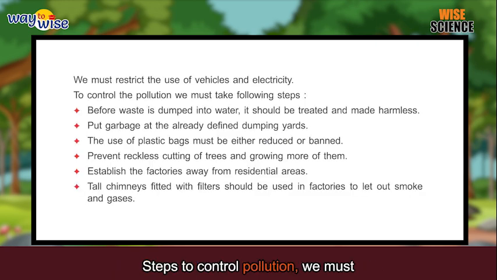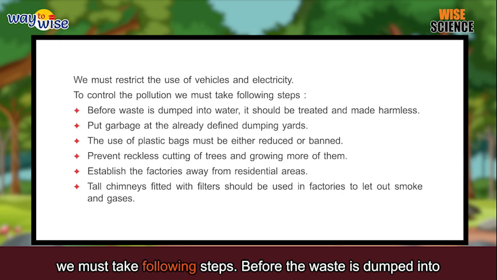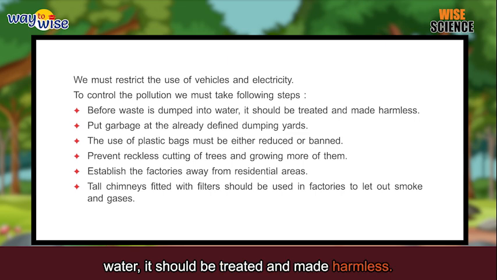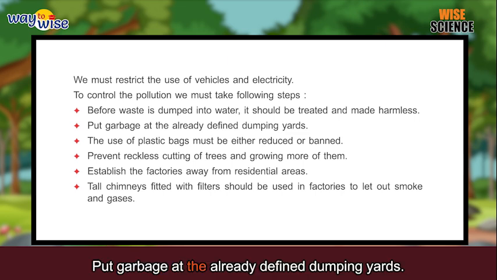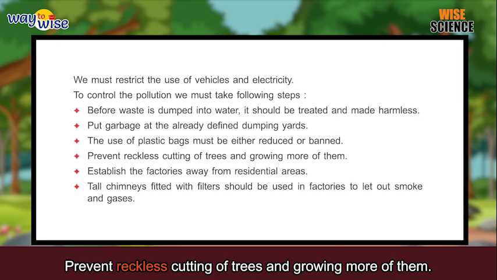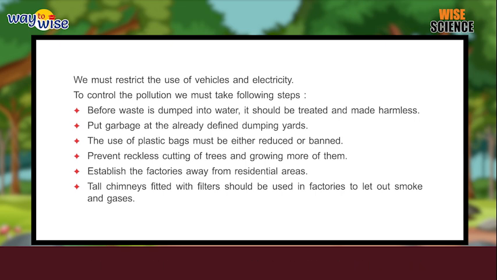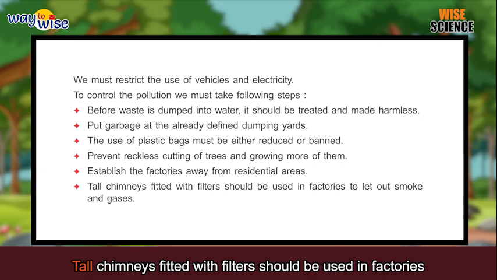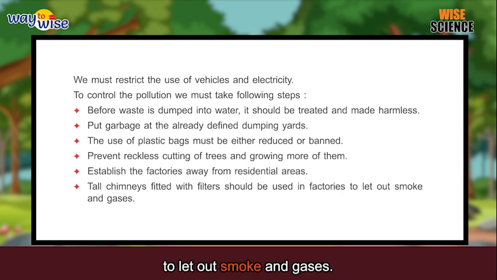Steps to control pollution. We must restrict the use of vehicles and electricity. To control the pollution, we must take following steps. Before the waste is dumped into water, it should be treated and made harmless. Put garbage at the already defined dumping yards. The use of plastic bags must be either reduced or banned. Prevent reckless cutting of trees and growing more of them. Establish the factories away from residential areas. Tall chimneys fitted with filters should be used in factories to let out smoke and gases.